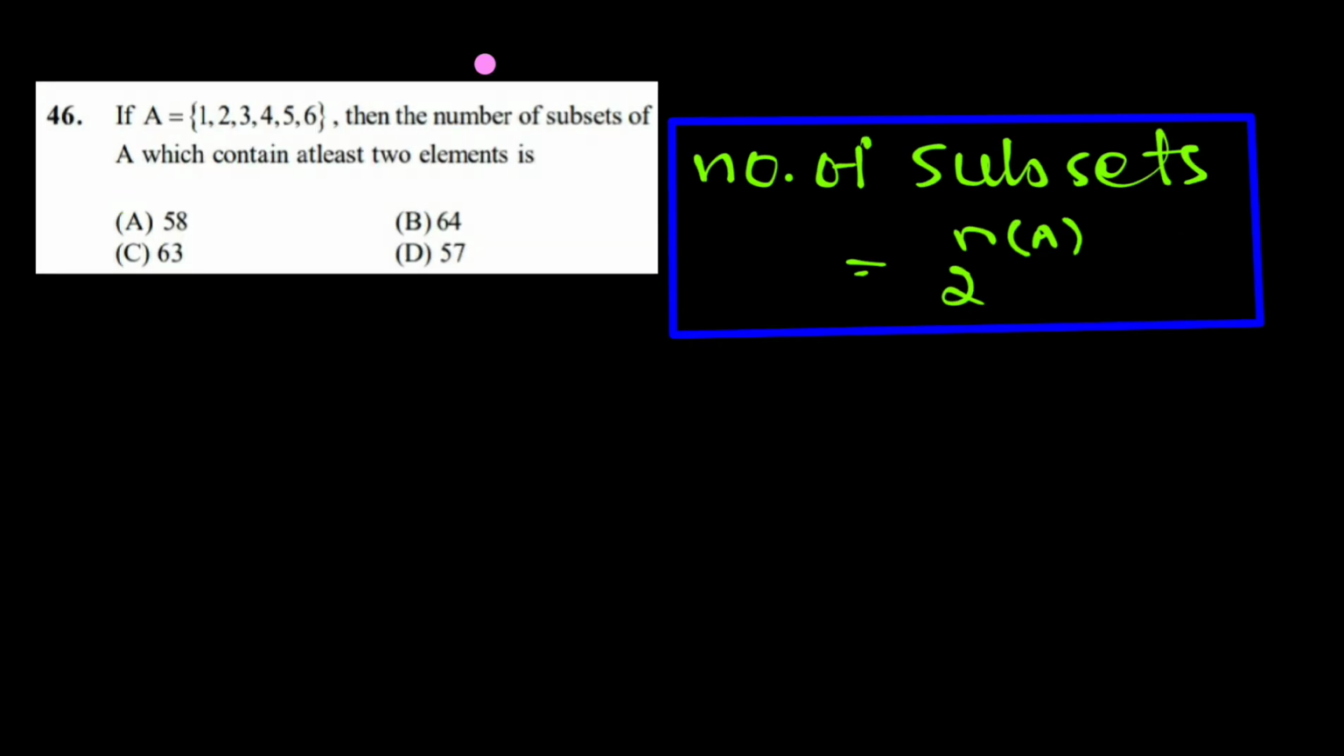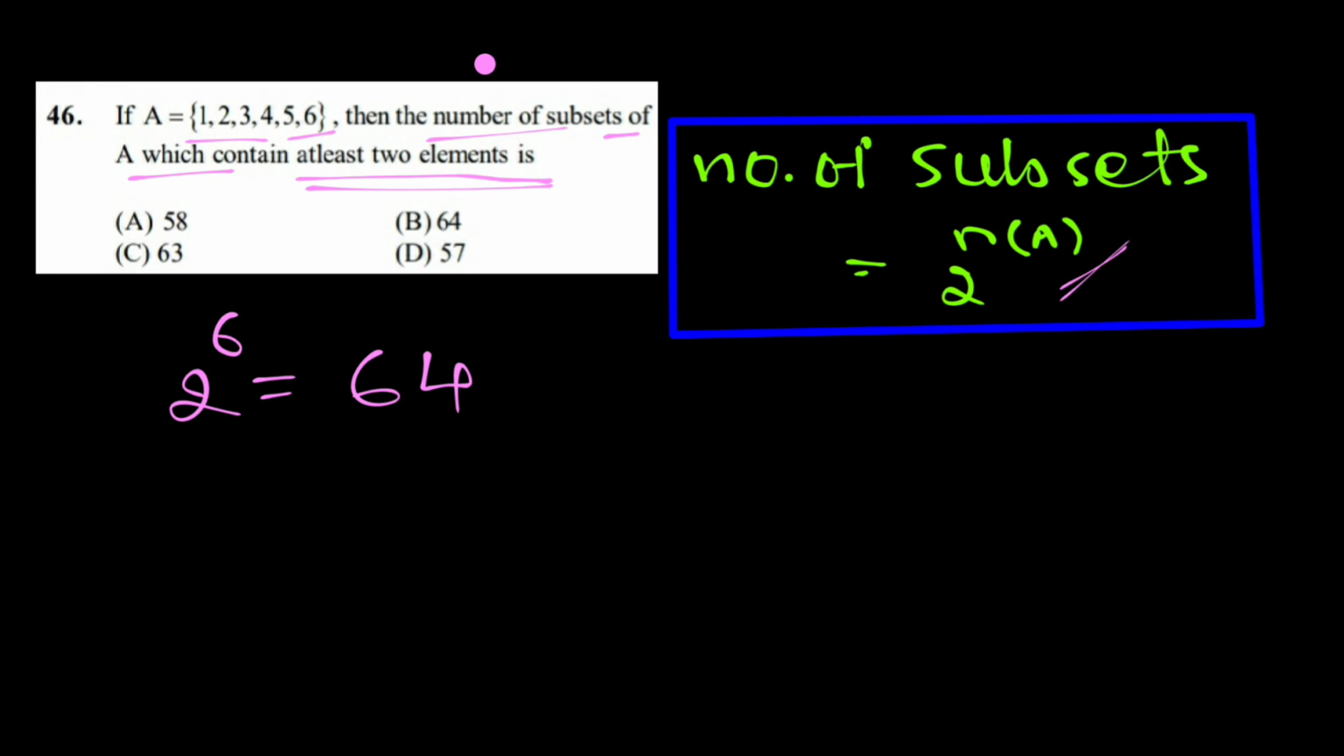Next, problem number 46. If A is equal to the set 1, 2, 3, 4, 5, 6, then the number of subsets which contain at least 2 elements. So first of all, I'll find the total number of subsets. The number of subsets formula is 2 power n of A, the number of elements in A. So here the number of elements in A is 6, 2 power 6 is 64.